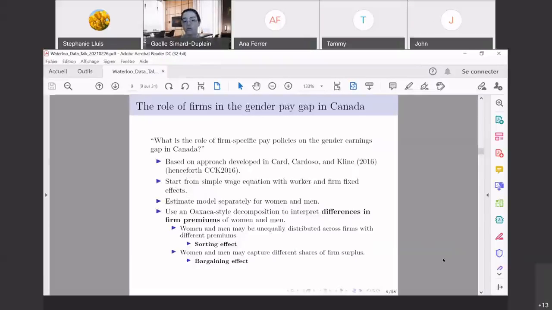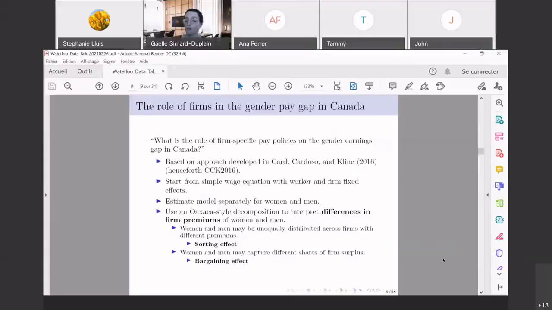We start from a simple wage equation with worker and firm fixed effects, and then we estimate the models separately for men and women. We're going to use an Oaxaca-style decomposition to interpret the differences in the firm premiums of men and women. We refer to the fact that women and men can be unequally distributed across firms with different premiums. So the premiums can differ for different reasons.